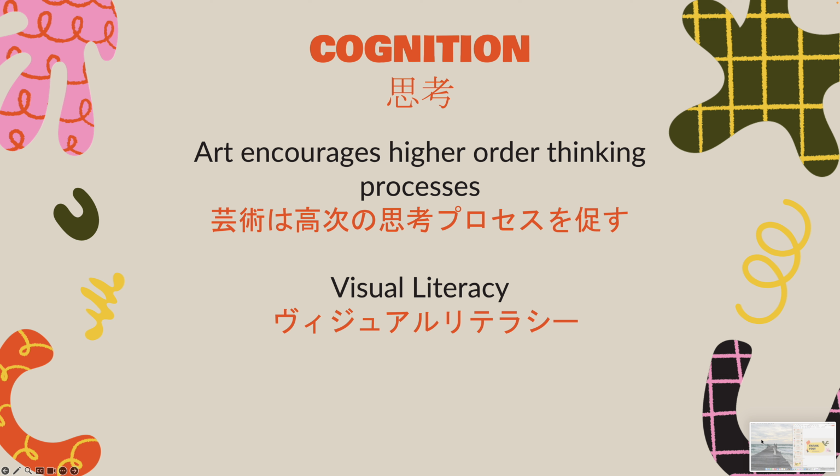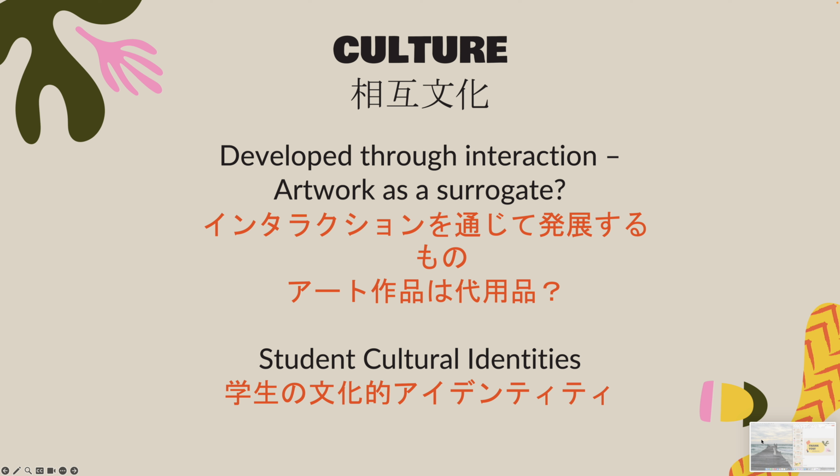Finally, culture. In CLIL, the cultural element is essentially developed through interaction with different people from different backgrounds. And I feel that art serves as a good surrogate for this. We may not be able to sit in a room with Frida Kahlo, but by looking at her paintings and discussing them and analysing them, we can actually learn a lot about her as a person and therefore her own identity, which I would say achieves this culture goal of CLIL.